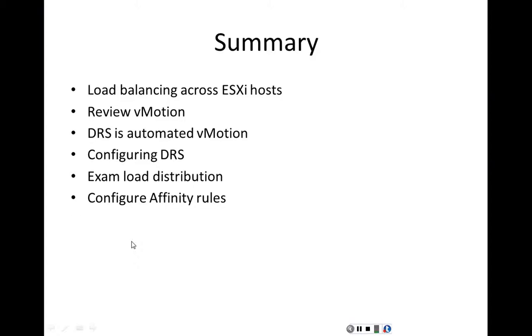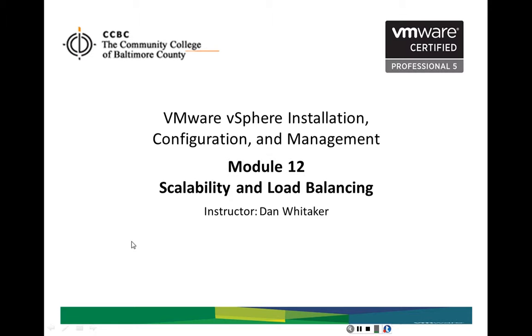In summary, we've talked about load balancing across ESXi hosts. We reviewed vMotion, and we saw that DRS is simply automated vMotion. We configured DRS, and we examined load distribution, and lastly, we configured affinity rules. This concludes Module 12, Scalability and Load Balancing.